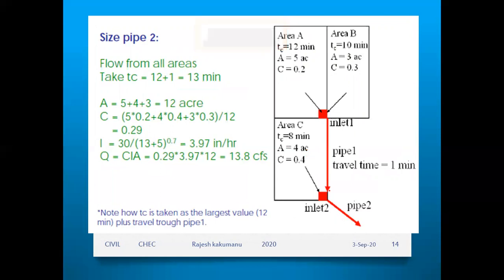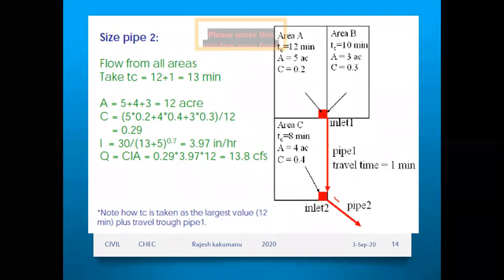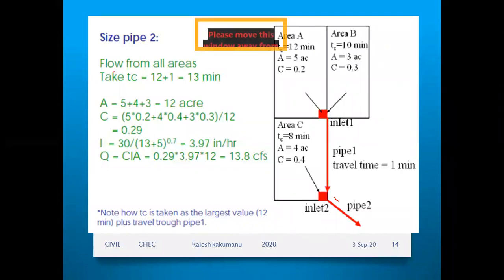Now take pipe 2. When you are taking pipe 2, you have to consider all the 3 areas. So from all these areas, take TC. TC is equal to 12 plus 1, 13 minutes. Among these, the maximum is 12, 10 or 8. So 12 is the maximum, plus what's the travel time from pipe 1 to pipe 2? 1 minute. So the TC is equal to 12 plus 1, 13 minutes.